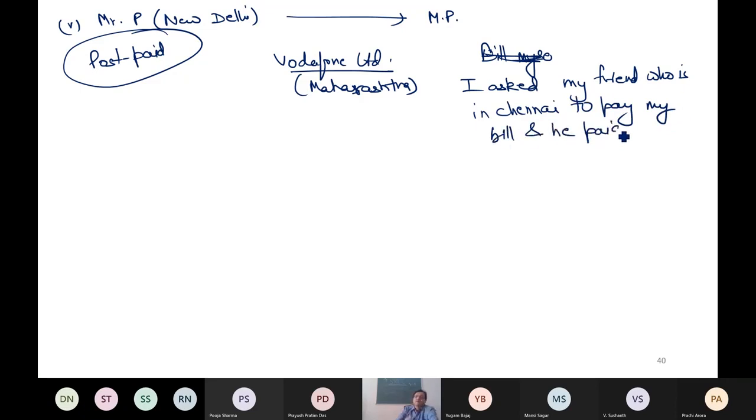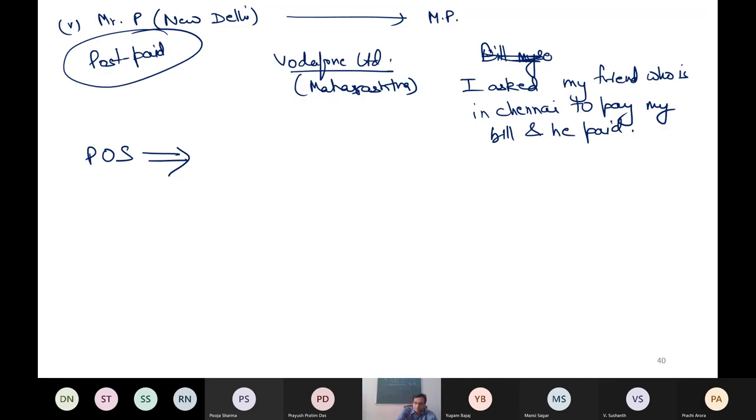Can you tell me the place of supply now? What is the place of supply? Think carefully and tell. The recipient is in New Delhi. He was in MP when he had to pay the bill, otherwise the company would have cut the services. The company is in Maharashtra. He found a friend who is in Chennai, and that Chennai friend paid the bill. What is the place of supply? Any answer?